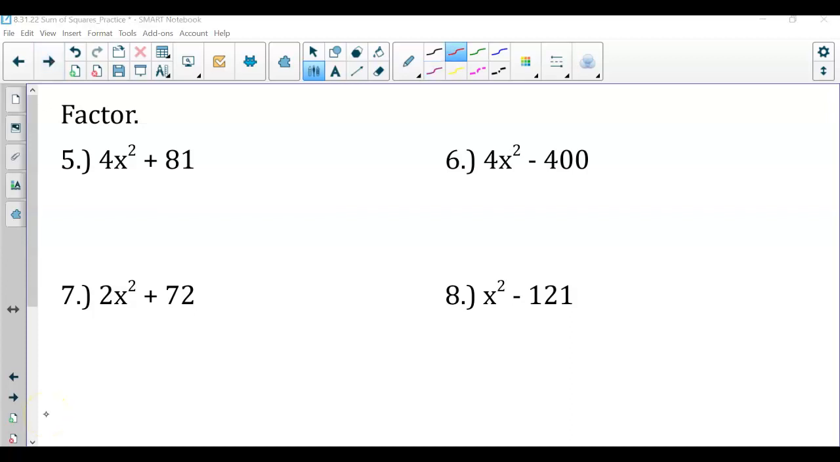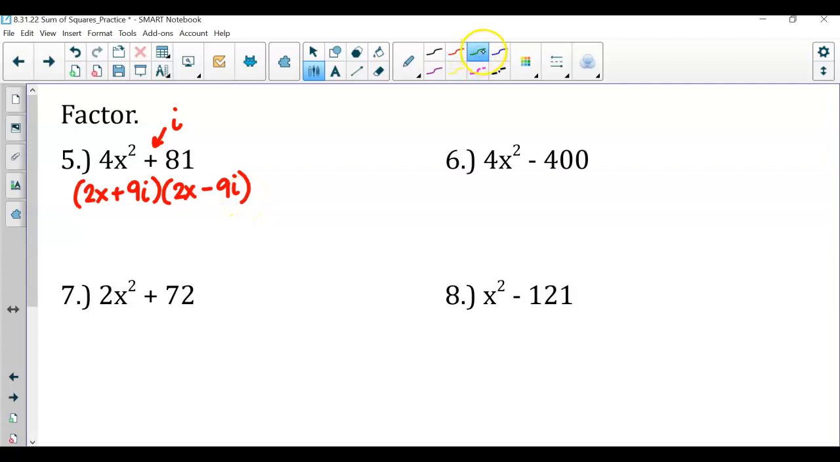And so with the first binomial here that we're factoring, this is a sum of two perfect squares, so you do need i in your answer. No GCF, but the square root of 4 is 2, so 2x plus the square root of 81 is 9, but because of the sum, don't forget our i value. So we have two complex numbers here: 2x plus 9i and 2x minus 9i.